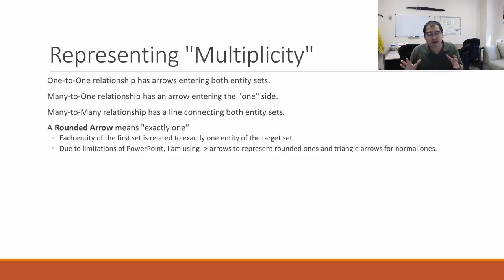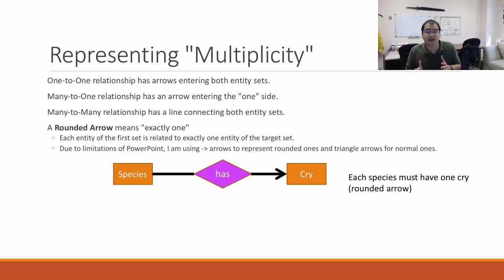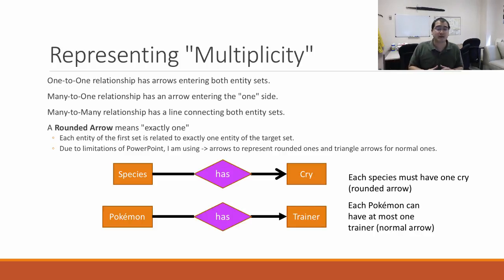Unfortunately, PowerPoint doesn't give me a nice way to do rounded arrows, so I'm going to just show you what my notation is. When I have a rounded arrow, we'll have these lines here that look like a greater than symbol. So this is a rounded arrow here, which I'm trying to represent, which says each species must have a cry. Whereas here I have a normal arrow, which says each Pokemon can have at most one trainer. So this is the difference.